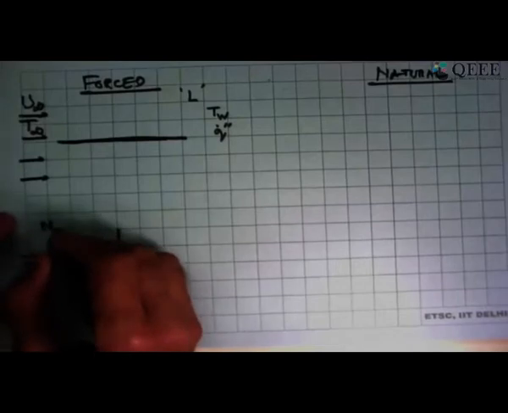In natural convection, sorry, this was natural convection, and both these are external flows.